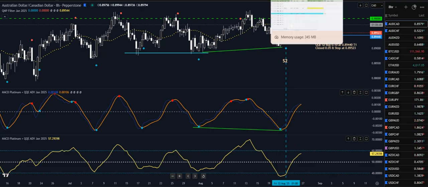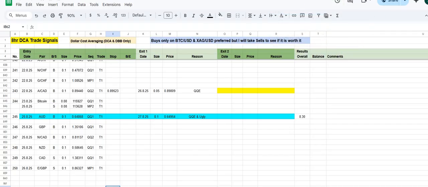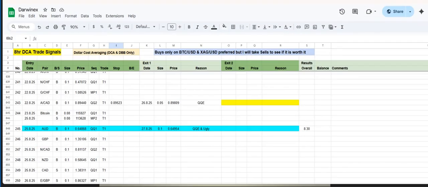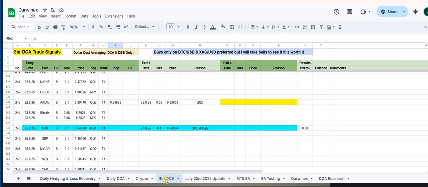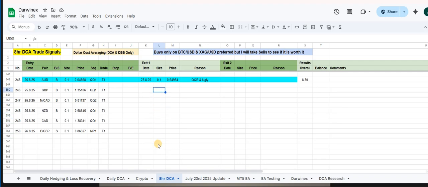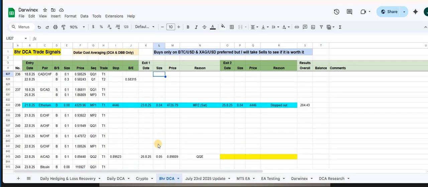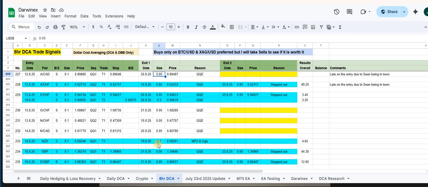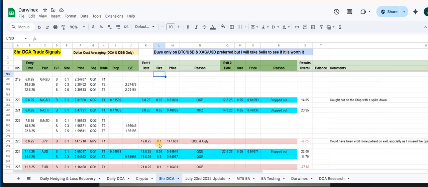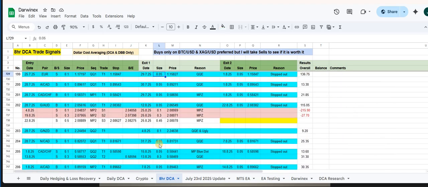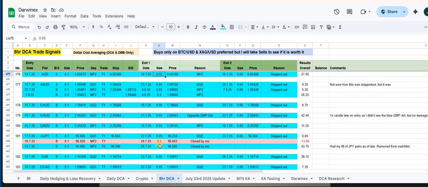But I do have a spreadsheet that you can go to. If you go to my shared spreadsheet, you'll see there's an 8-hour DCA sheet down the bottom. That's got all my trades in there. So that's all the current trades. It's all up to date. So it's just a record for me to know where I'm at. As you can see, there's plenty of trading. All right, let's get back on the charts.